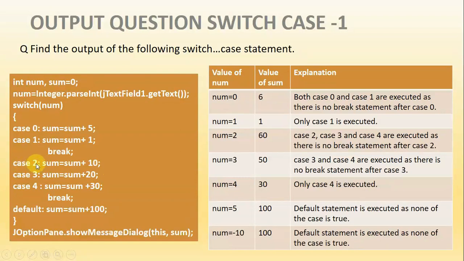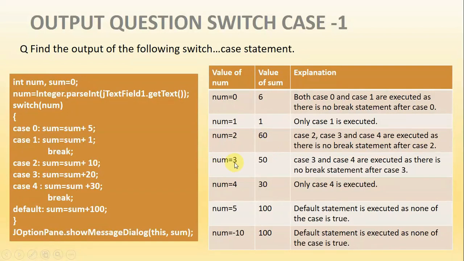Now when the value of num is 2, so this statement will be executed, sum equal to sum plus 10. But as there is no break, sum is equal to sum plus 20 will also be executed. And as there is no break, sum is equal to sum plus 30 will also be executed. And then it will find break. So it will come out of switch and it will come to this statement. So initially the value of sum was 0. So 0 plus 10 is 10. 10 plus 20 is 30. And 30 plus 30 is 60. So you can see when the value of num is 2, the value of sum is 60.